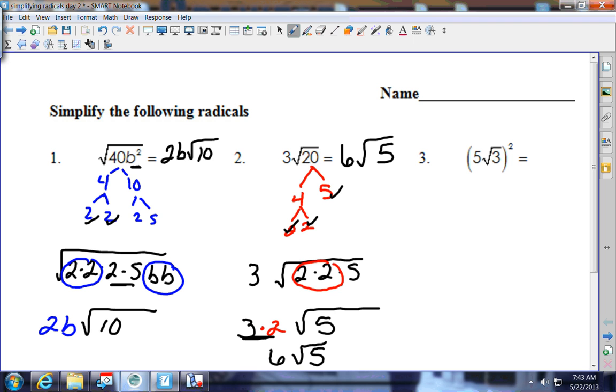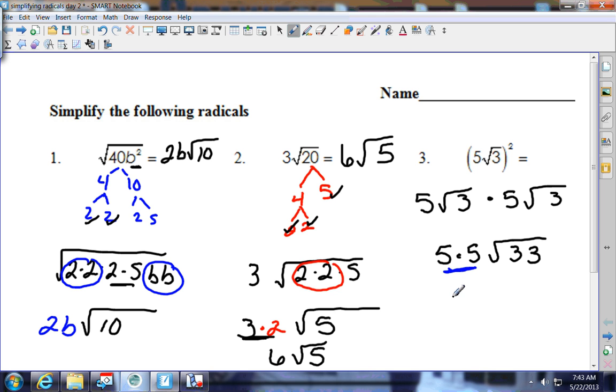Now, number 3 says 5 square root of 3, squared. We should know that that means 5 square root of 3 times 5 square root of 3. When we are multiplying, we'll put them together. So it means I'll have 5 times 5 square root, there's 3's inside there. When you're multiplying, you're putting them together. Well, what is 5 times 5? Okay, so that becomes 25.